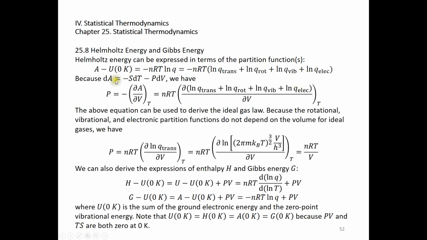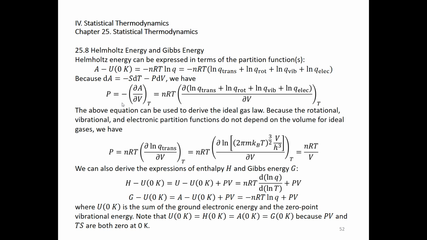Now, because dA is negative SdT minus PdV from thermodynamics, we know pressure is negative partial A over partial V at constant temperature. And then this is equal to nRT, which comes from here, times the first derivative of the sum of ln q translational, ln q rotational, ln q vibrational, ln q electronic with respect to volume under constant temperature. And this equation for pressure can be used to derive the ideal gas law.